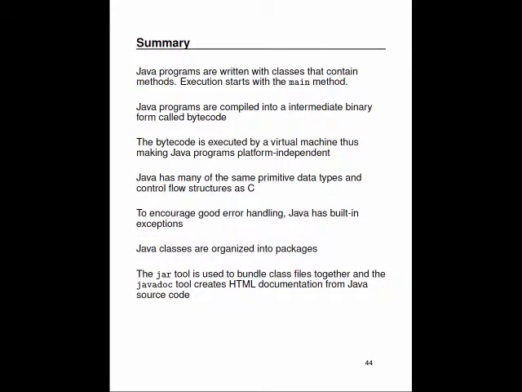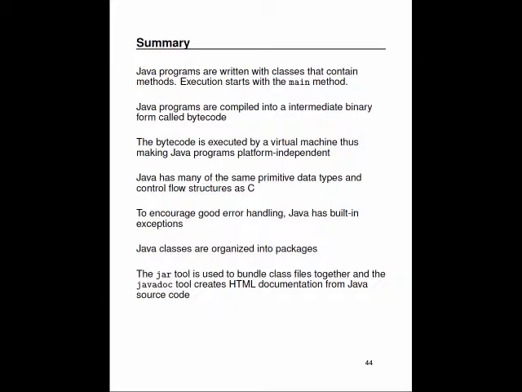Okay, and so that's the review of Java. So in summary, Java programs are written with classes that contain methods, and execution starts with the main method. Java programs are compiled into this intermediate binary form called bytecode, which is then run on a Java virtual machine. And this is the mechanism by which Java programs are platform independent. Java, the language, looks a lot like C in terms of its primitive data types and control flow structures. And it has exceptions to encourage good error handling.